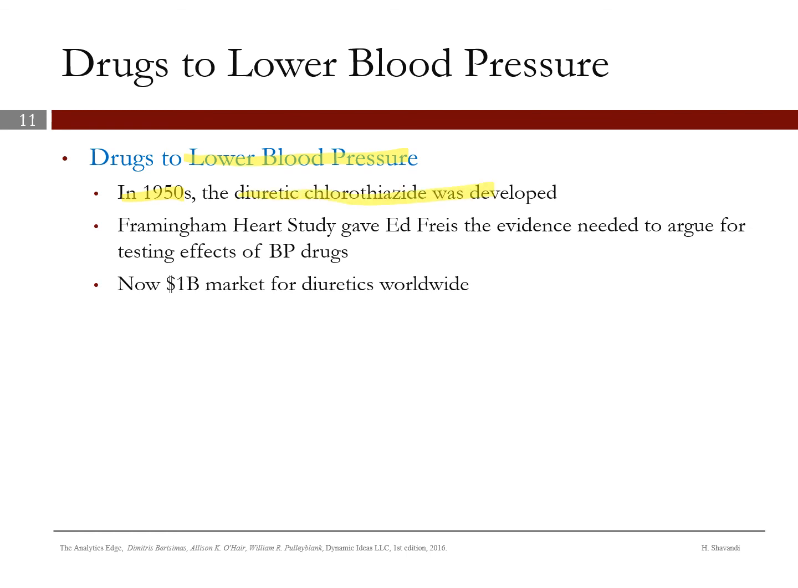The Framingham Heart Study gave Edward Freis, an American physician and researcher who received the Albert Lasker Award for his studies on treatment of hypertension, the evidence needed to argue for testing the effects of blood pressure drugs. And now we have a market of $1 billion for diuretics worldwide.